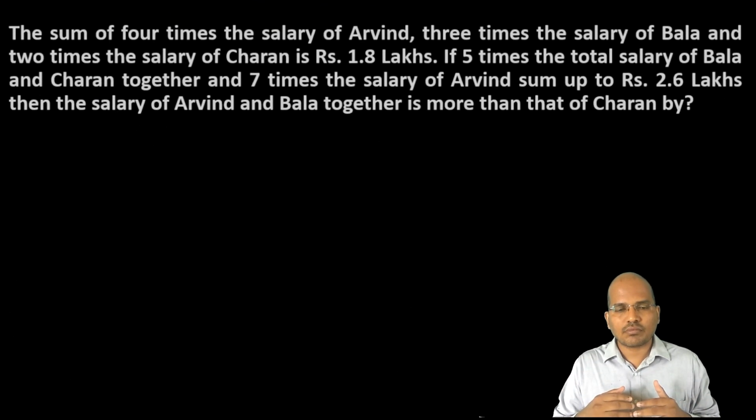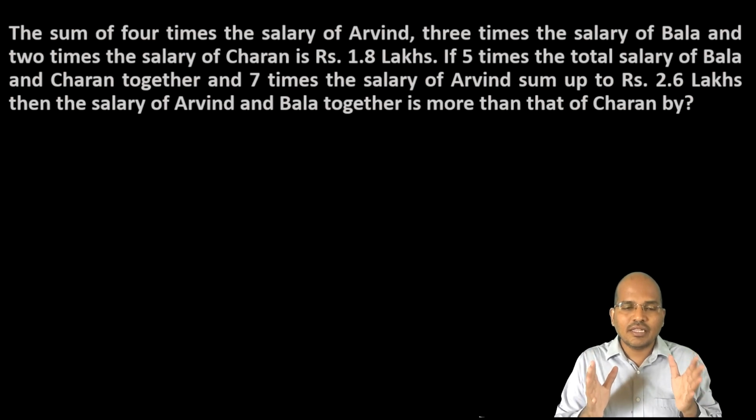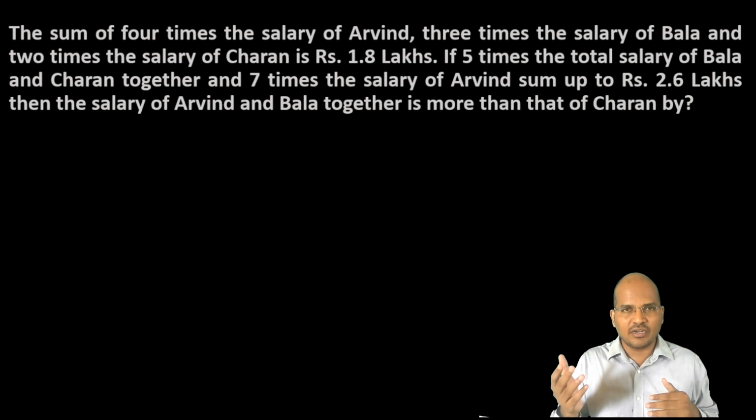So in this question, he says the sum of 4 times the salary of Arvind, 3 times the salary of Bala, and 2 times the salary of Charan is 1.8 lakh. And if 5 times the salary of Bala and Charan together and 7 times the salary of Arvind sum up to some value, then find the salary of Arvind and Bala together is how much more than that of Charan.